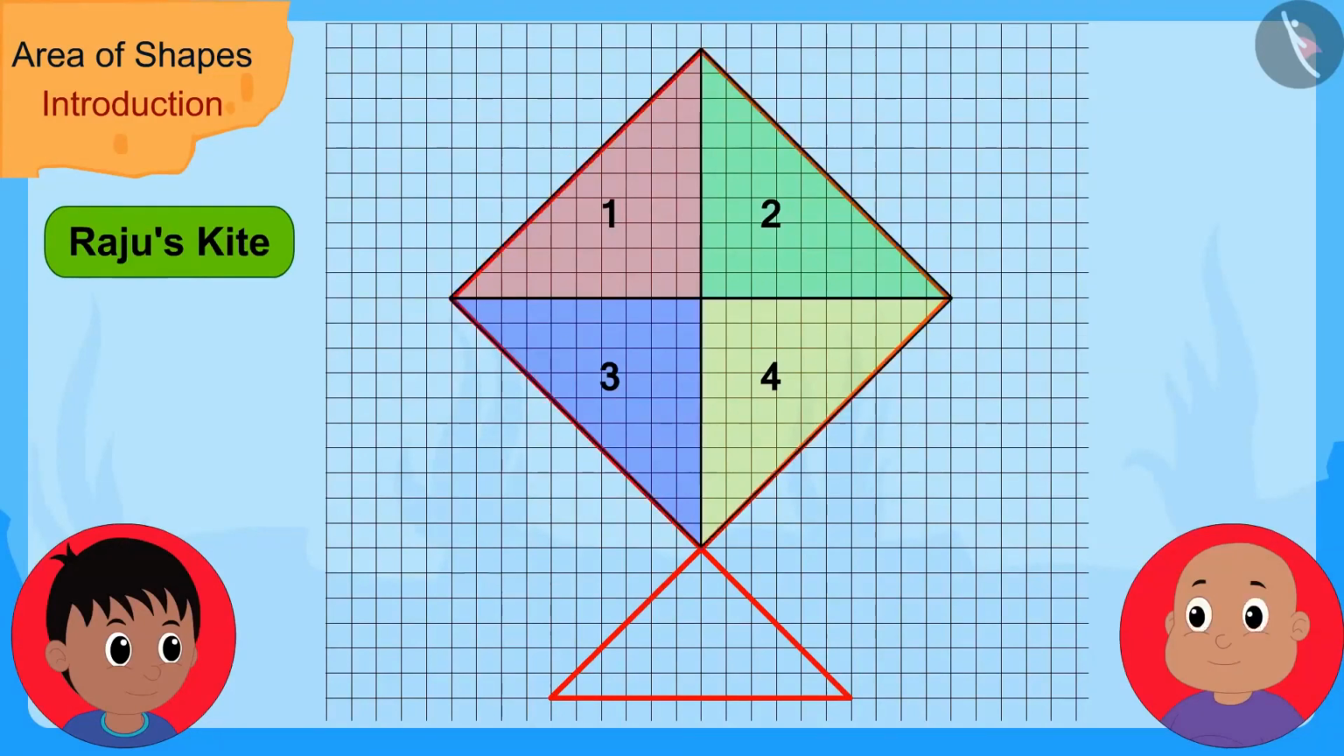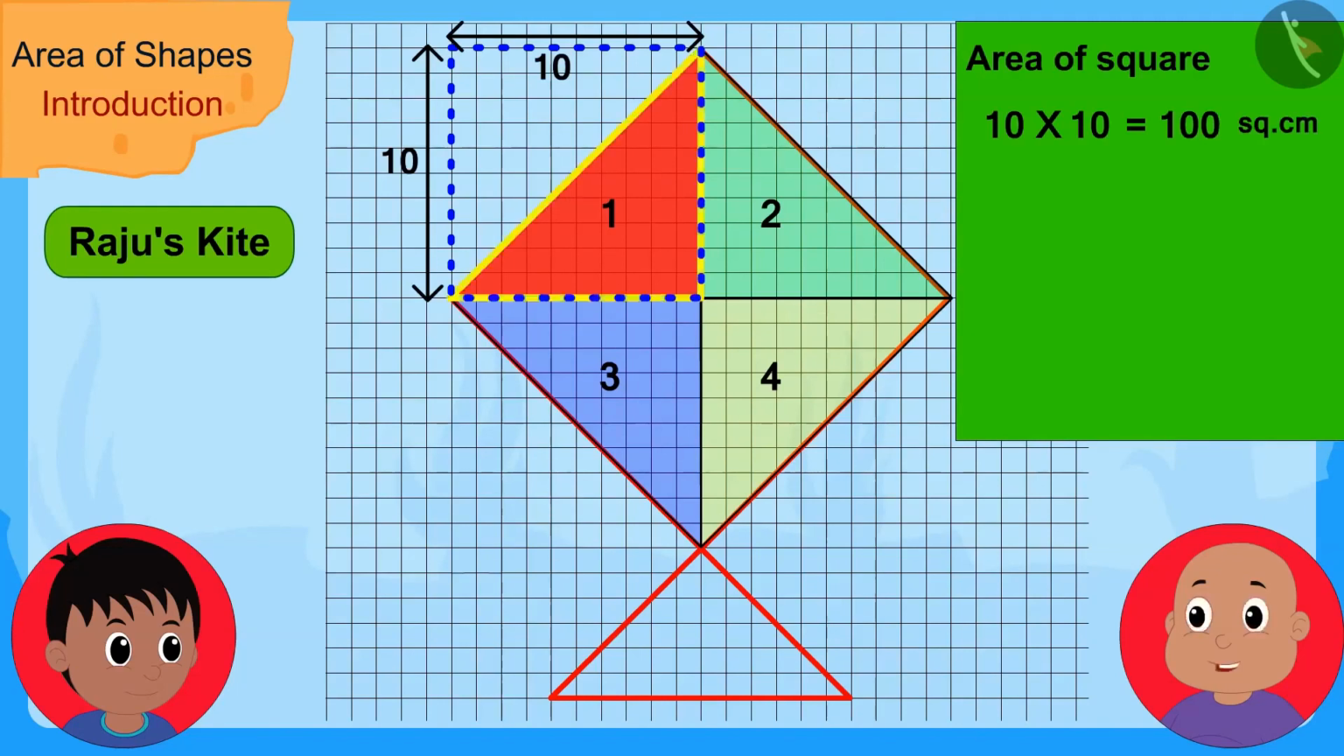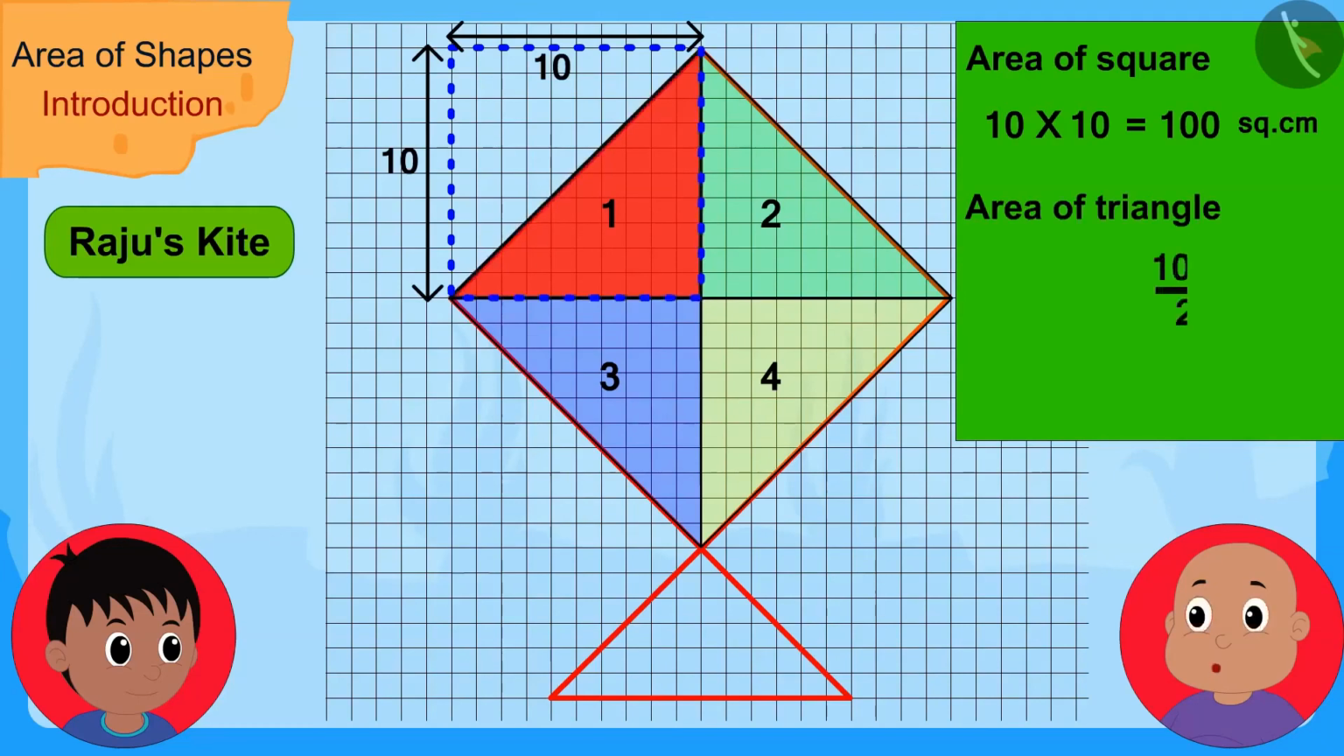Look Raju, this triangle inside the outline of your kite is half of this square, and the area of this square is 10 times 10 or 100 square centimeters. So, the area of this triangle is 100 divided by 2 or 50 square centimeters.